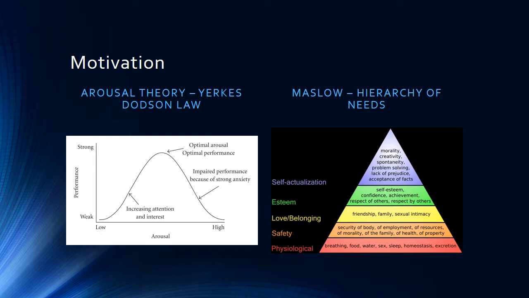The other thing that you guys need to study is going to be Maslow's hierarchy of needs. You need to memorize all 5 levels, starting with the base one, which is your physiological. So drive reduction theory fits into this very well: breathing, food, water, sex, sleep, meeting homeostasis.